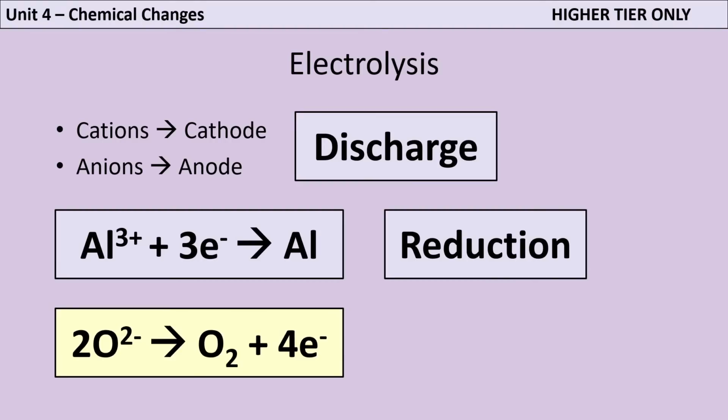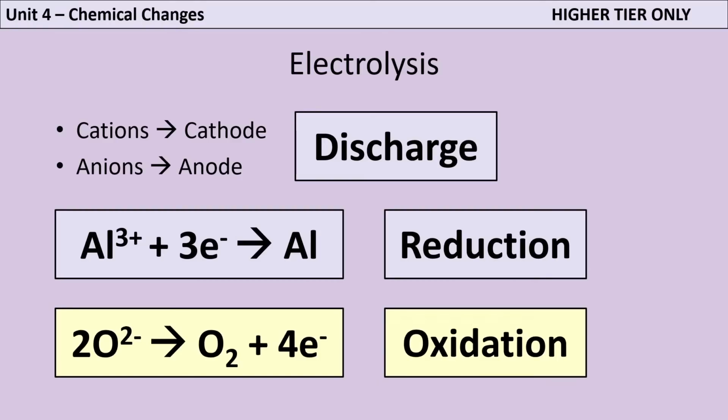Where do we get to? So here are some oxide ions discharging, and that will be an example of oxidation. So look out for the fact that an oxide ion has a 2- charge. There's going to be 2 of them for an oxygen molecule. And so we've got 4 electrons in total being lost.